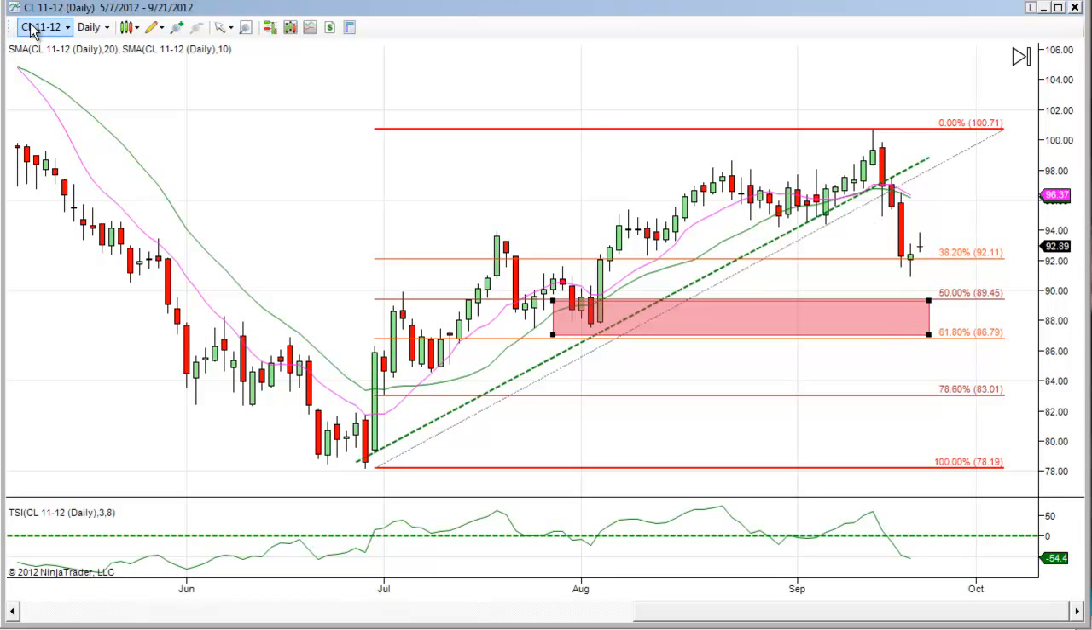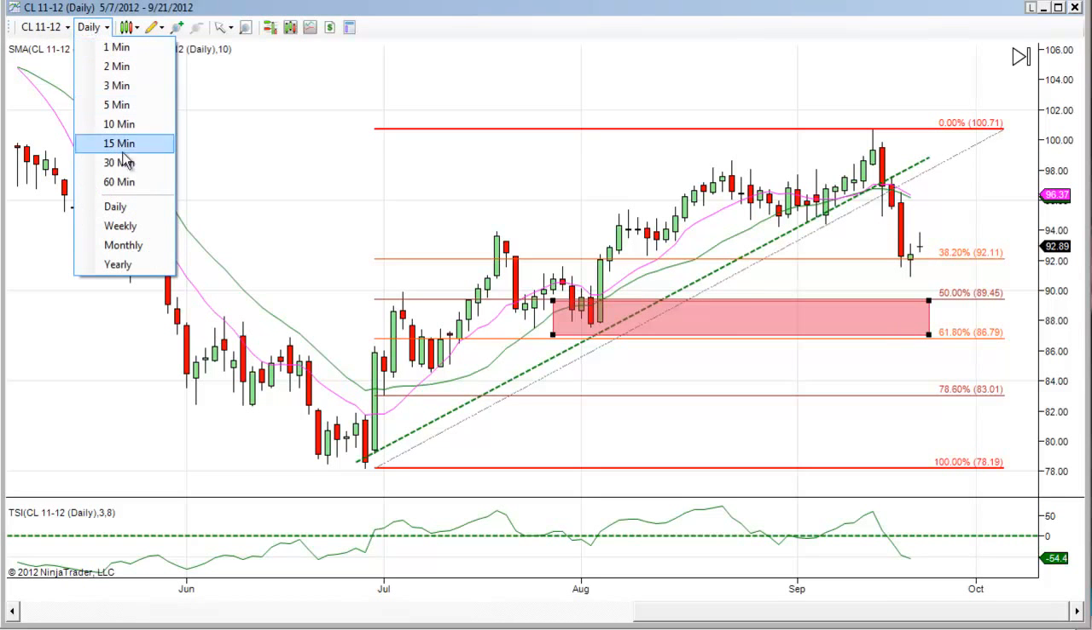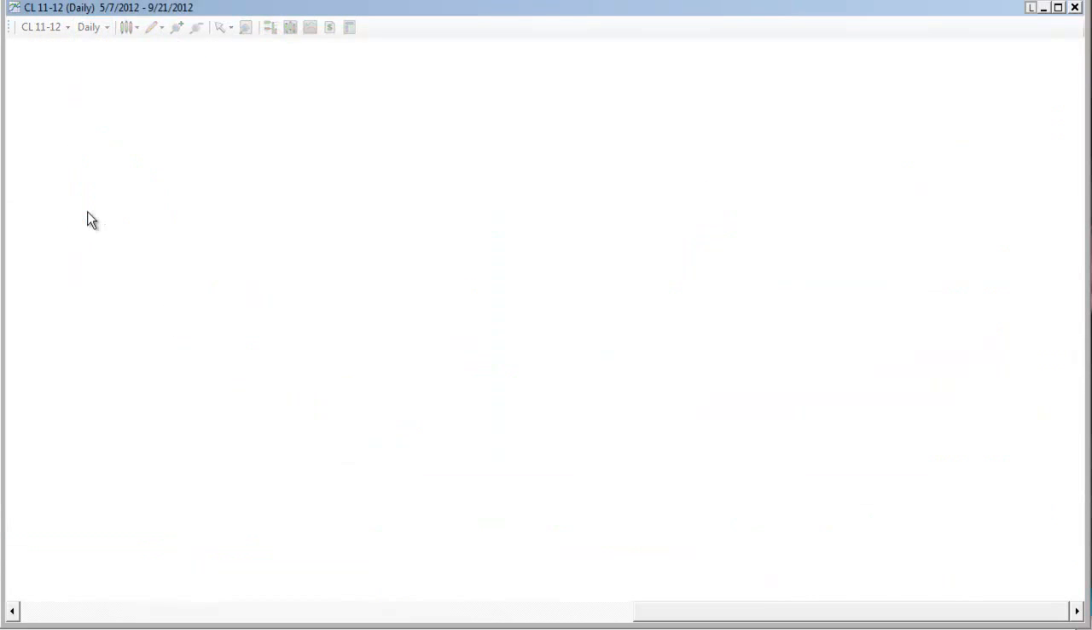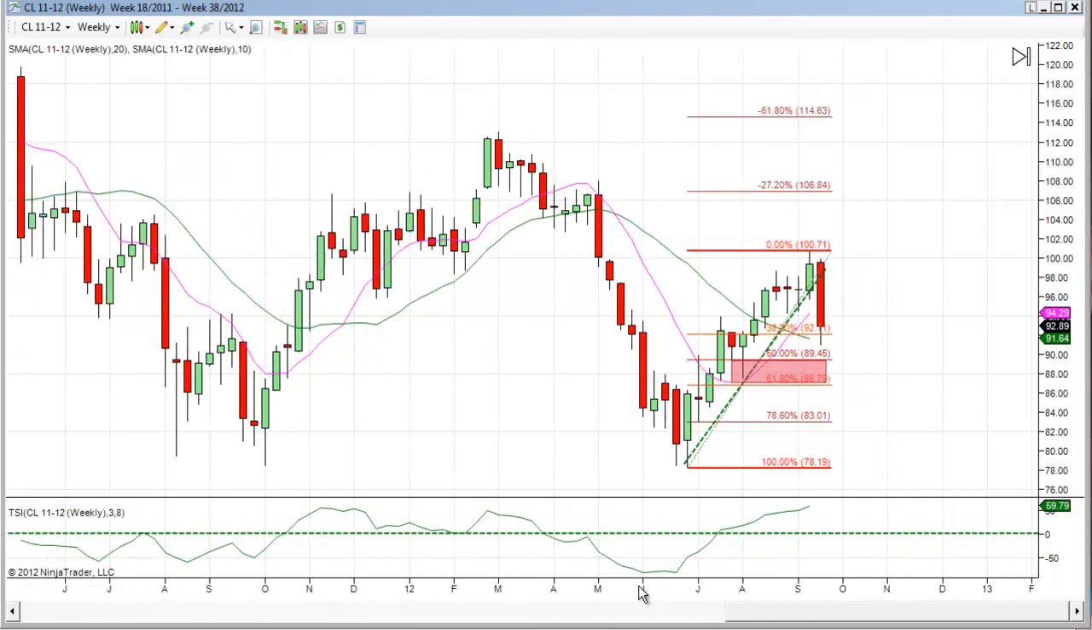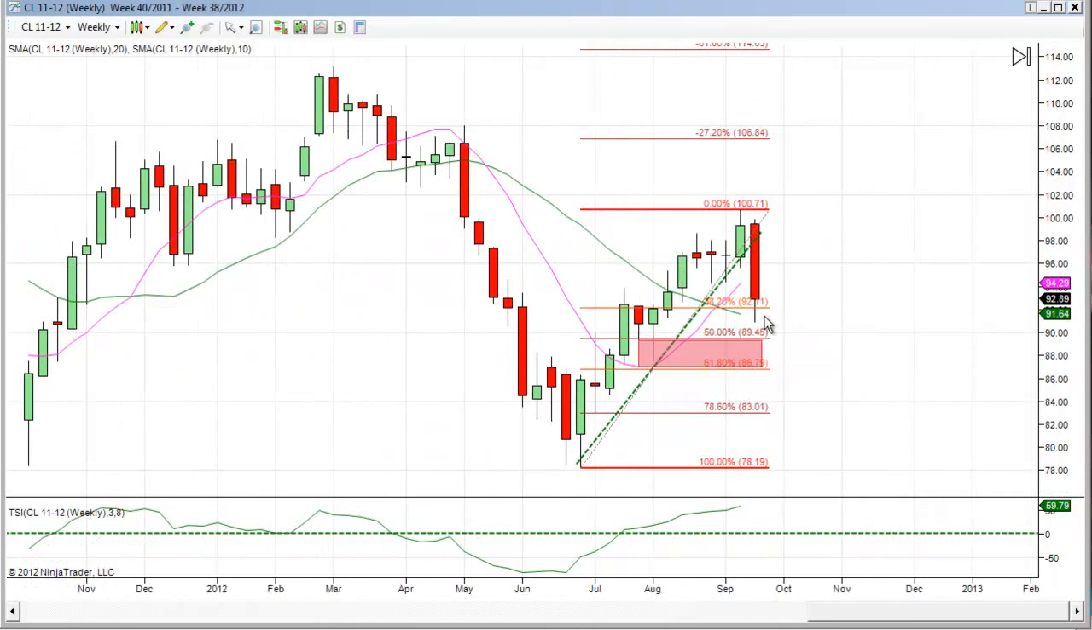Let's take a look at the weekly. We can already see that we're starting to form somewhat of a hammer, and we've got the 20 period cruising down below price, so could see this rally from here once we get down to the 50% level.